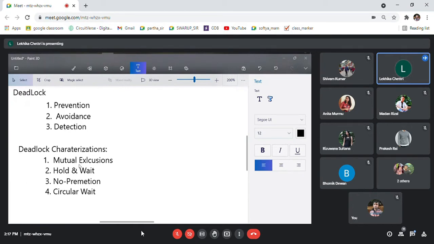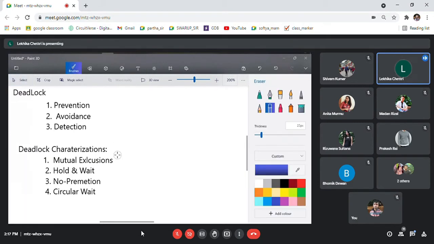That means mutual exclusion is there, hold and wait is there, no preemption is there, circular wait is there. If all these four conditions occur simultaneously, then deadlock will surely occur. The system will end up in deadlock. Let's explain each one of these conditions and see how they lead your system to deadlock.